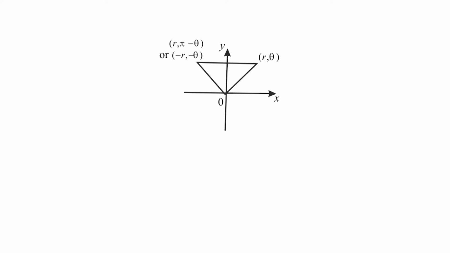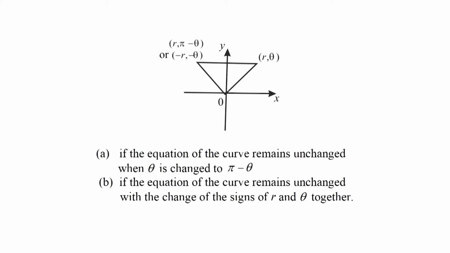We now consider the symmetry about the y-axis. The curve is symmetric about the line theta is equal to pi by 2, that is about the y-axis, if the equation of the curve remains unchanged when theta is changed to pi minus theta, or if the equation of the curve remains unchanged with the change of the signs of r and theta together.